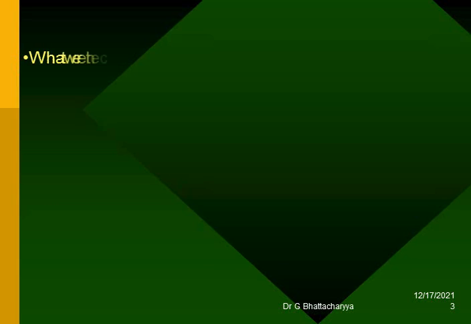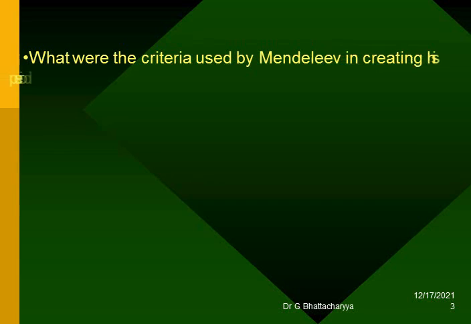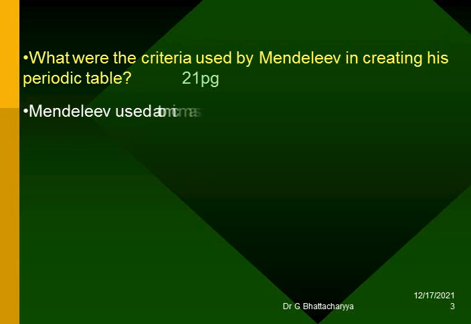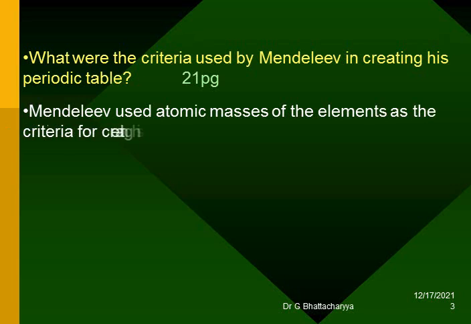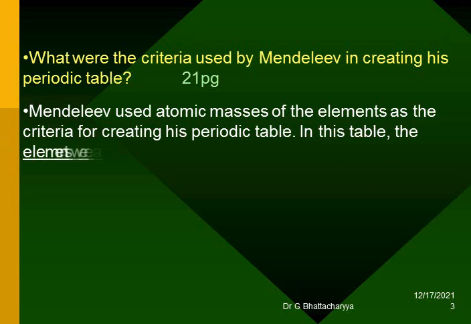What were the criteria used by Mendeleev in creating his periodic table? Mendeleev used atomic masses of the elements as the criteria for creating his periodic table. In this table, the elements were arranged in order of increasing atomic masses.